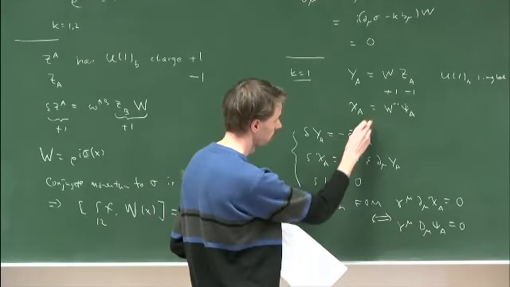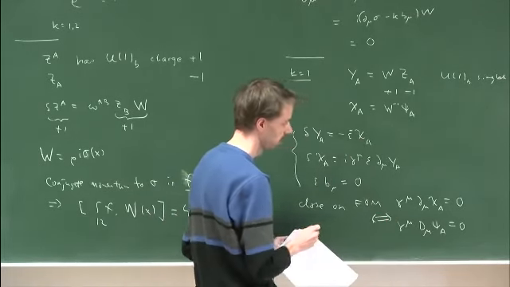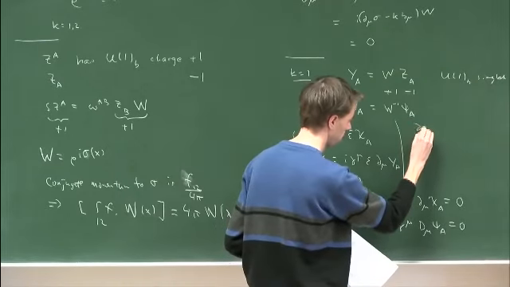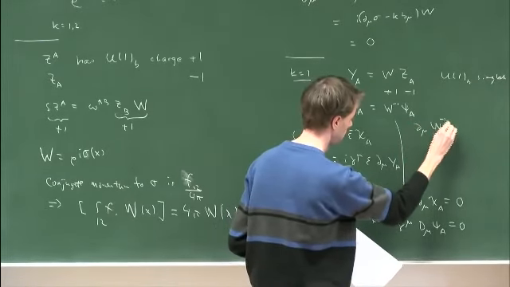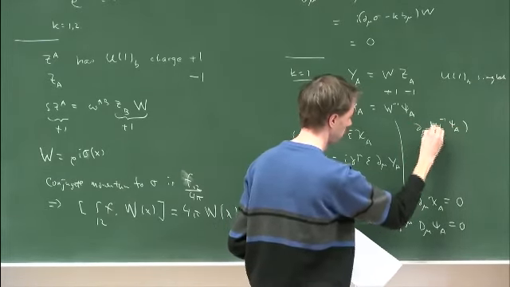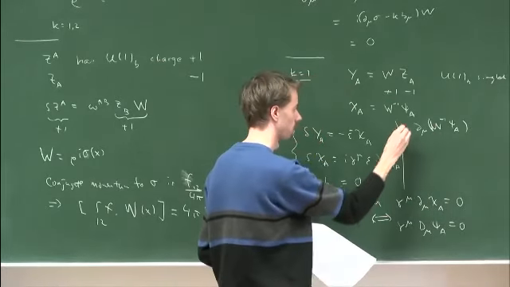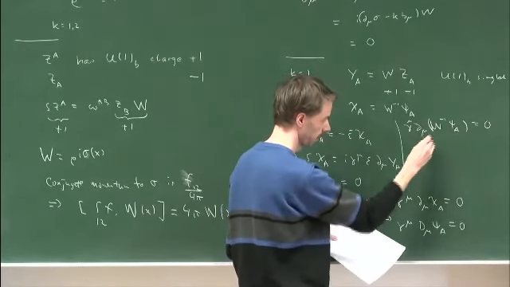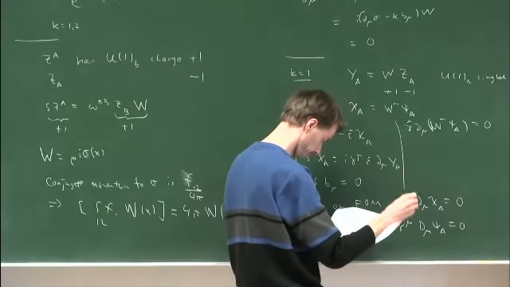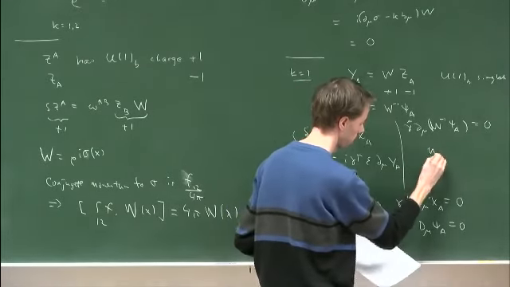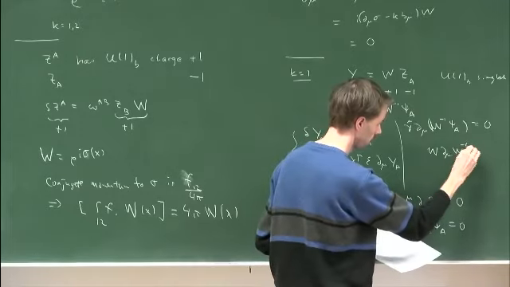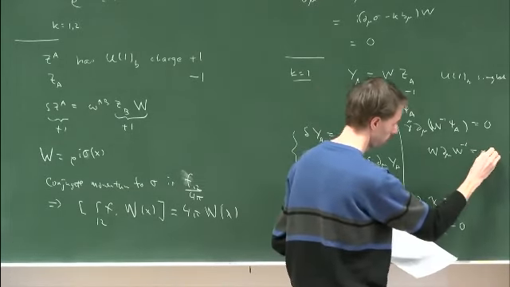By inserting this definition into this derivative, so one gets this one, and then one notices that this one is equal to minus IB.